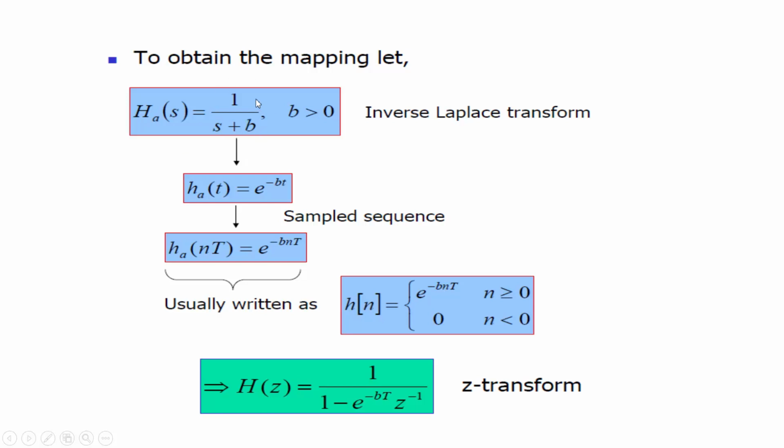So what we will do, we will take the inverse Laplace transform here, and we get h_a(t) equal to e to the power minus bt, which is the impulse response in the time domain, using this inverse Laplace transform. So we get now the impulse response in terms of t. Now we know that to convert into digital form from here, we need to replace this t, small t, with nT, capital T, which actually corresponds to the process of sampling.